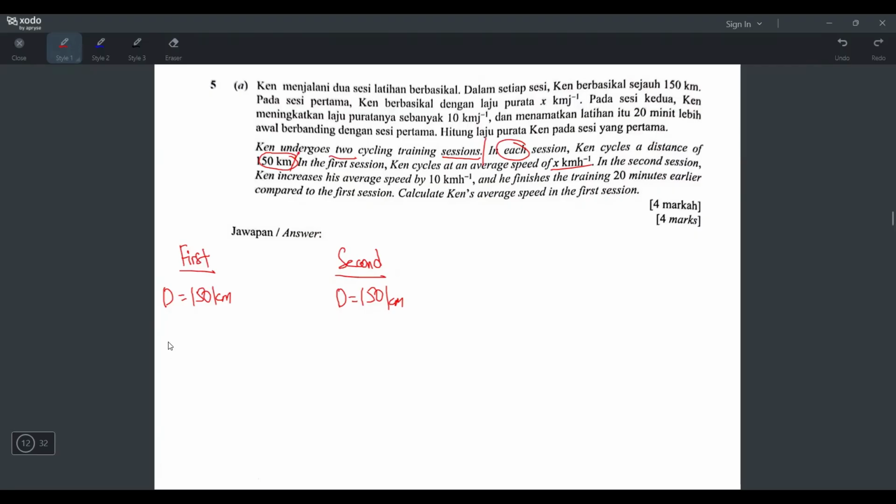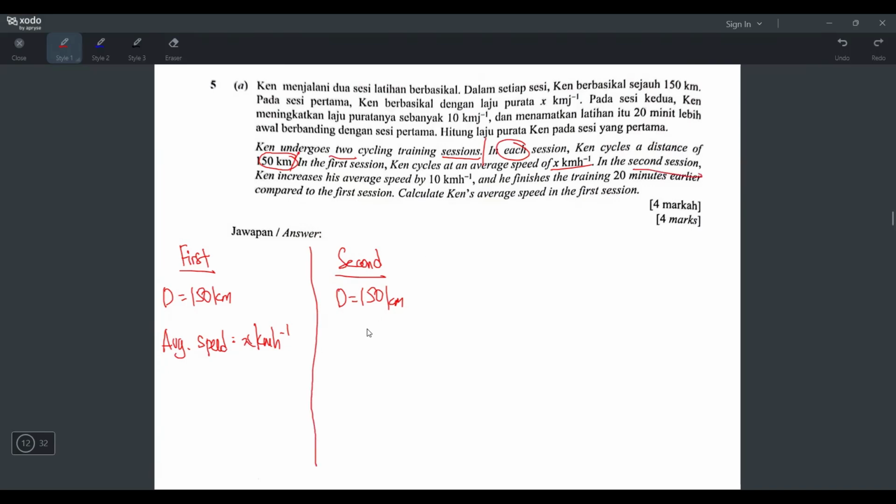So I will go to the first here. I'll use AVG speed, average speed. I'll write X, and I think it's better to write the unit inside also, kilometer per hour, like that. Okay, so that's what it means. Average speed. And then what else?